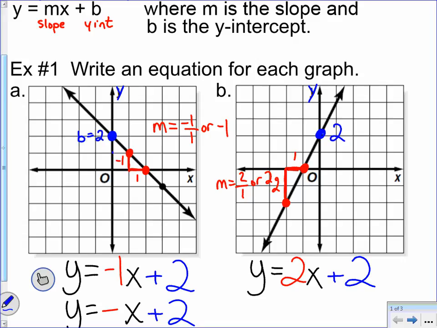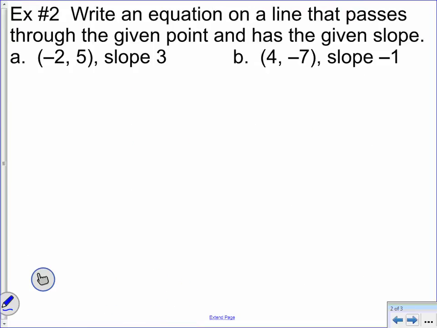All right, let's look at the next thing. Now we're going to write an equation not given the graph. Instead, we're given a point on the graph and its slope. So we're going to refer back to our formula, y equals mx plus b. Now, we know what m is. It's the slope. So I'm going to put a 3 there underneath the m. Now, I need to know the y-intercept, but I don't have that.